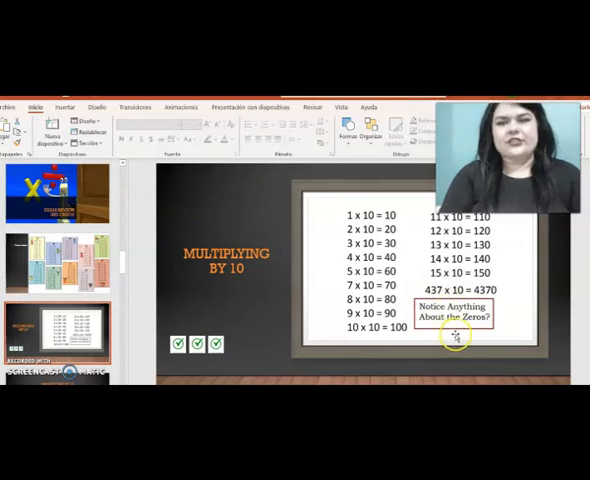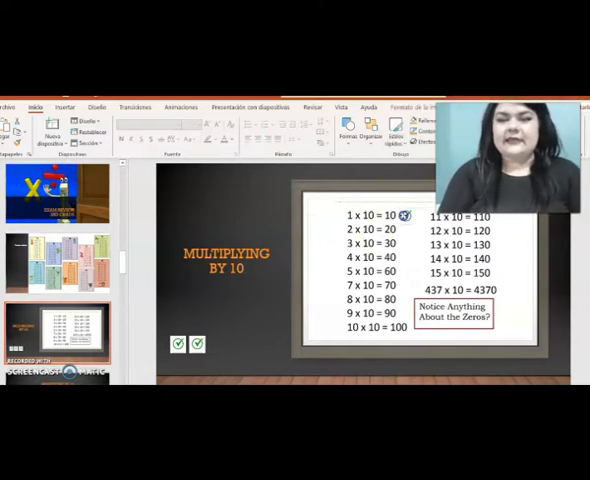Look at this first. Notice anything about the zeros? Why do you think that I have this question over here? It's because when we multiply by 10, we just multiply the first digits and we place the zero. For example, 1 times 1 equals 1. Then I place the zero. How many zeros do I place? Just 1, because 10 just has 1 zero.